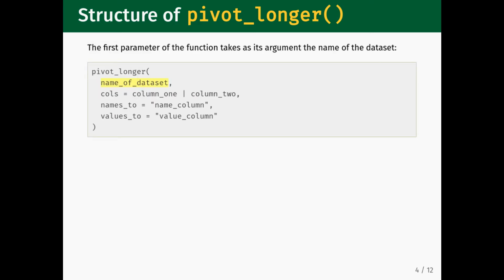The first argument of the function is the name of the data frame that we want to reshape. Here I am calling that name of dataset, but obviously you would want to replace that with whatever variable your data frame is stored in.